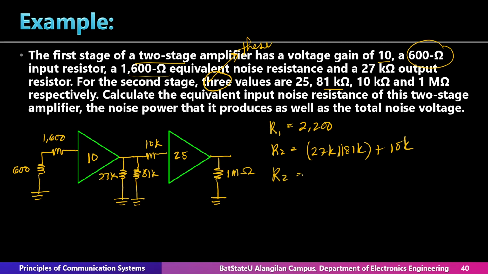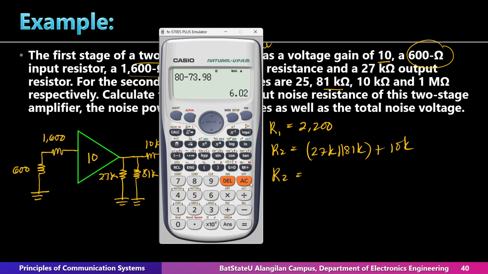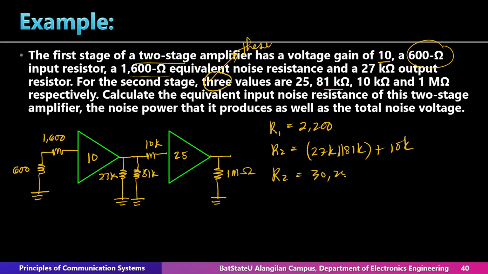So, when we compute R2 using the calculator, we have 27 kilo ohms in parallel with 81 kilo ohms, equals the inverse of the sum of the reciprocals. So that is 30.25 kilo ohms, or 30,250 ohms. And of course, R3 stands alone, so R3 is 1 mega ohm.